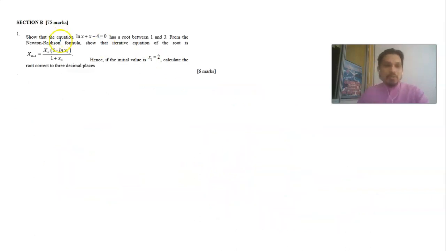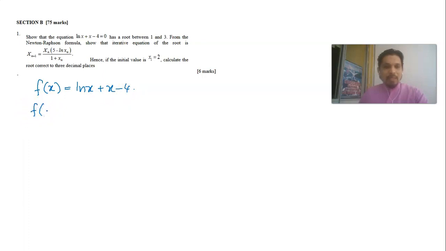Now we look at the first question of section B. Show that the equation has a root between 1 and 3. From the Newton-Raphson formula, show that the iterative equation is this one here, and with the initial value of x1 equal to 2, calculate the root correct to 3 decimal places. So, just imagine that we take this as a function, f(x) equal to natural log of x plus x minus 4.